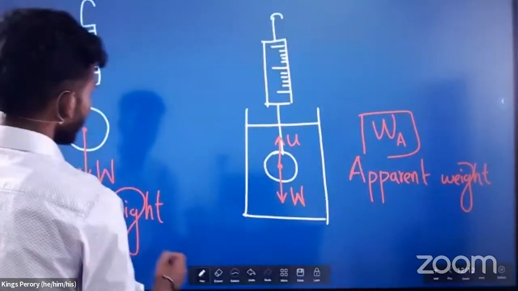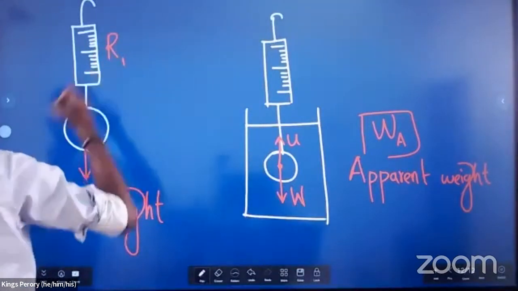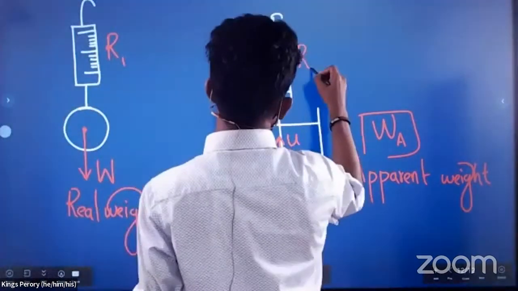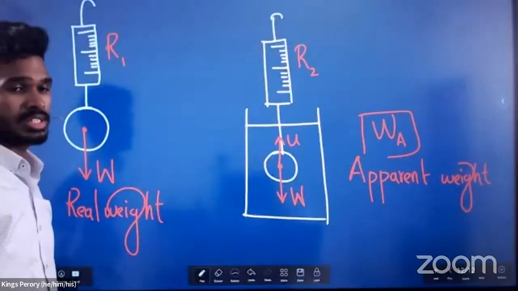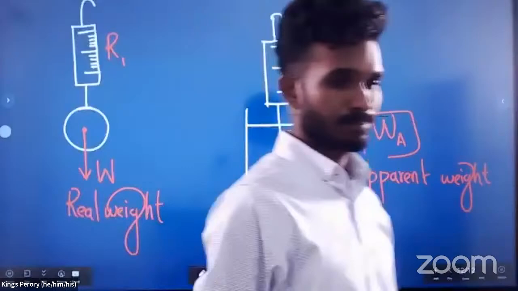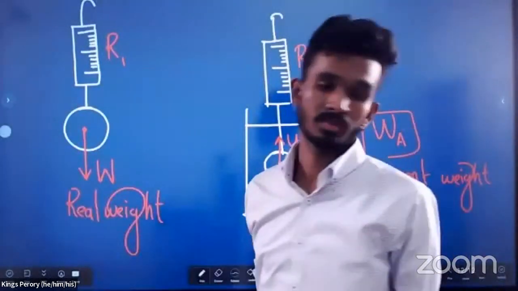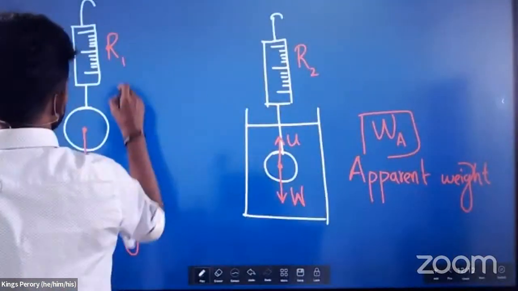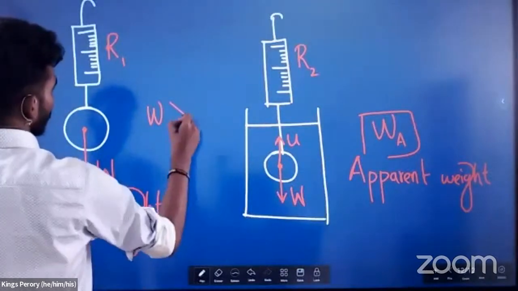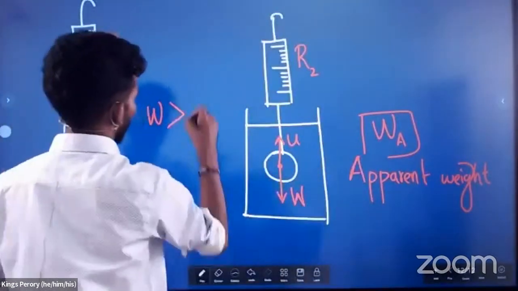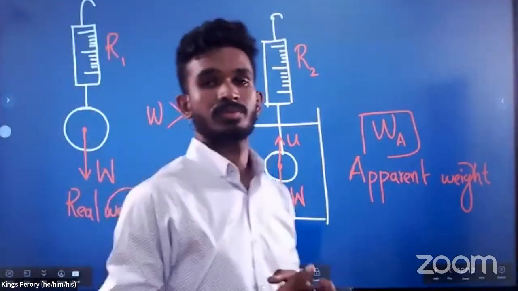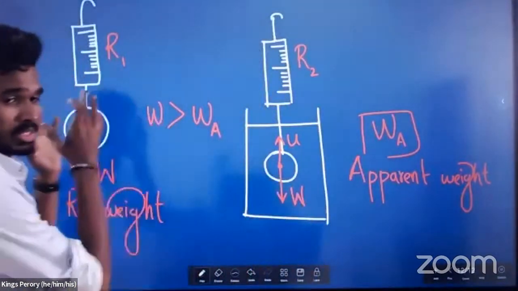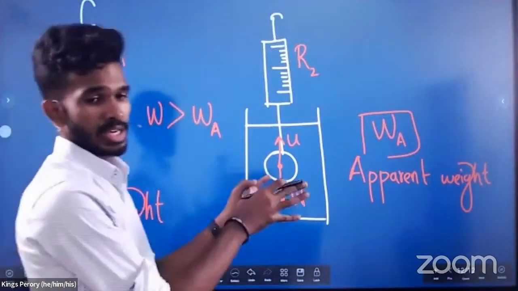So if I take the reading here, real weight reading and apparent weight reading, what can you tell about reading 1 and reading 2? Which one is greater? Reading 1 is greater than reading 2. Why? W is greater. R2 will be less. Why? WA is less. So outside, real weight. Inside a fluid, apparent weight.